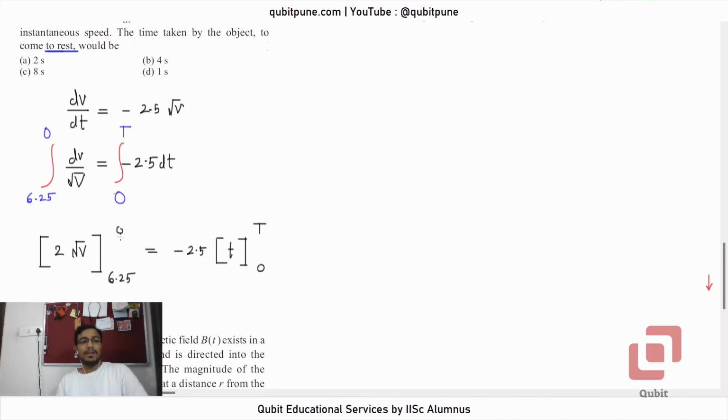What is the upper limit on v? 0, because we want it to come to rest. There is no need to substitute it because it is anyway going to give us 0, but it will give us a negative sign. And what will be the root of 6.25? It's 2.5. And here capital T minus 0, so that's capital T. So this term will cancel this 2.5, and how much will t be then? Negative, negative makes it positive. So time t will be 2 seconds.